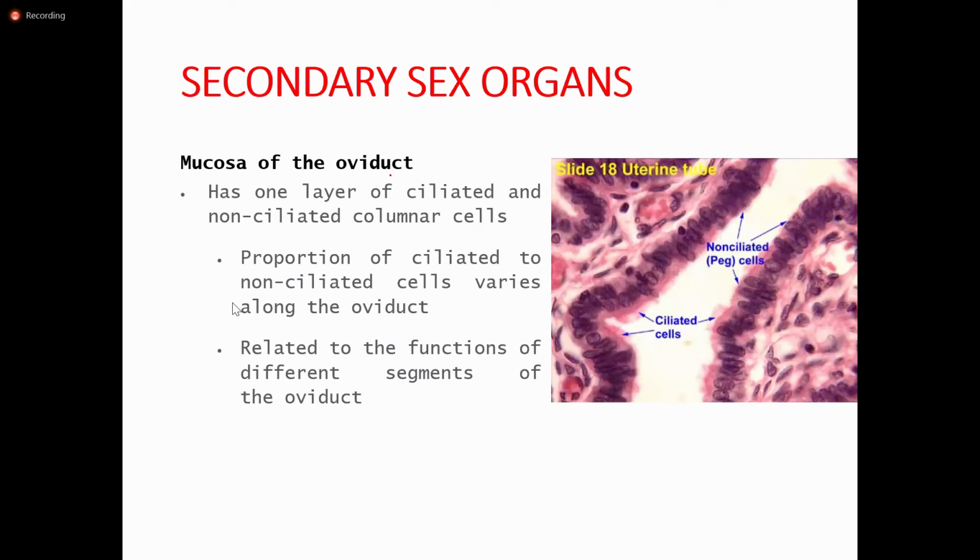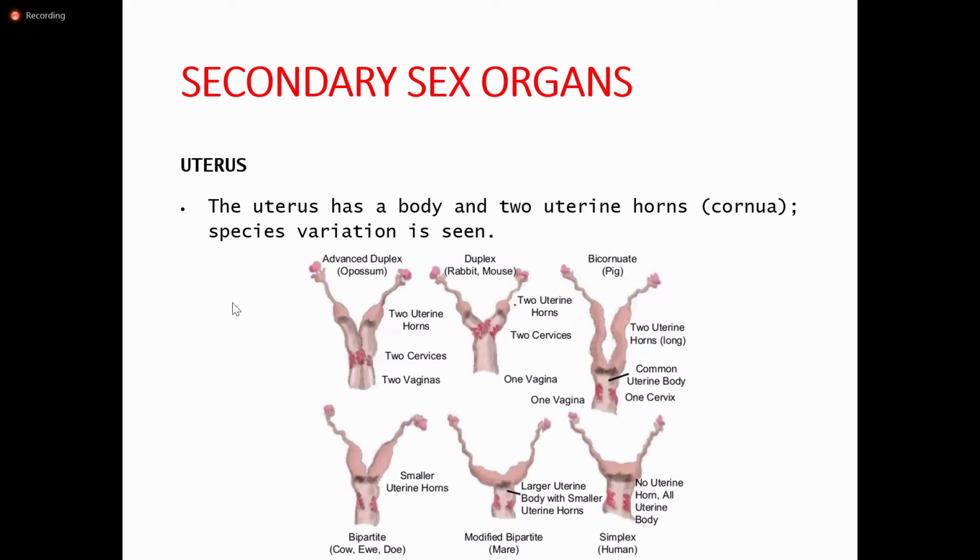Okay, so secondary sex organs, we have also the mucosa of the oviduct. If we try to take a look with this, there are ciliated cells. Nasaan ang cilia? Etong nandito sa taas, and we call this as the kinocilia. But we have also the non-ciliated cells, and we call these cells as the peg cells. Peg cells. Okay. So speaking of the uterus, different species of animals may have these different types of uterus.